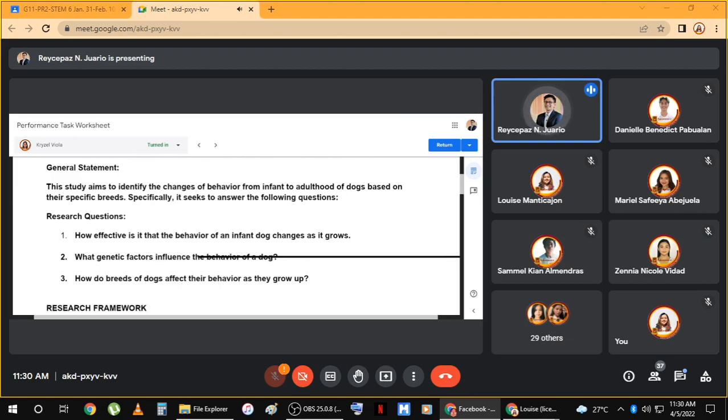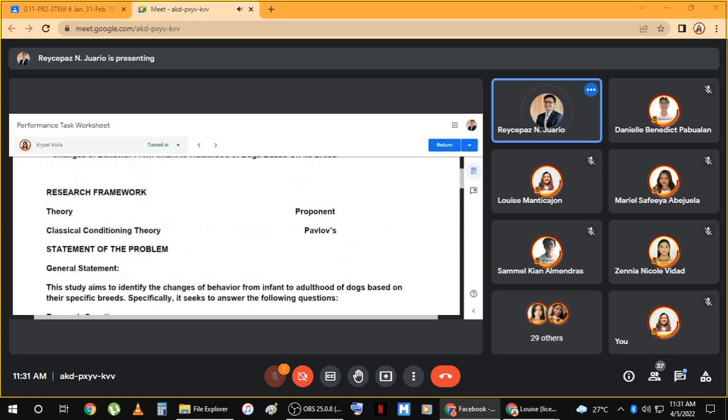Is this going to be a sequential or longitudinal study? Longitudinal, sir. So it's longitudinal, so you will observe one specific dog, which is Naruto. Only Naruto will be observed in my world.